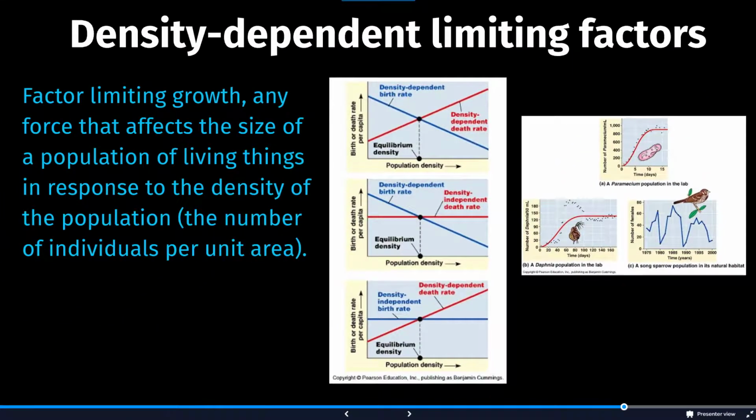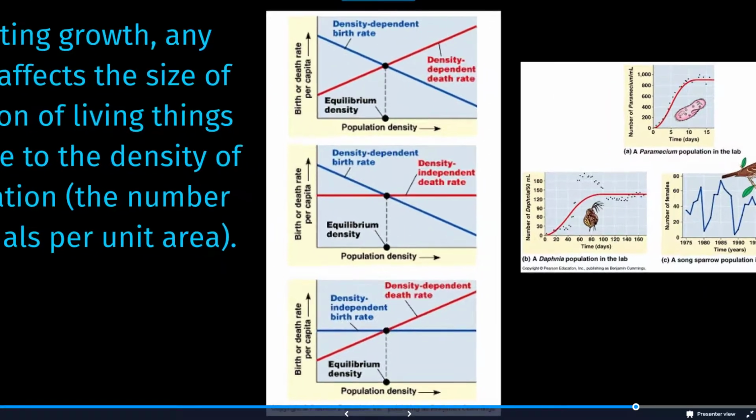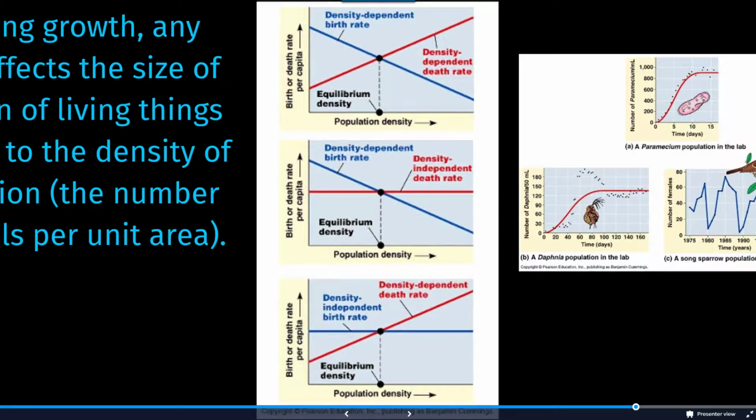So the other thing to note is that we have density-dependent limiting factors. So this consists of a factor that can limit the growth and a force that is going to affect the size of the population of living things in response to the density of the population, or the number of individuals per unit area. So sometimes you can have organisms that are going to be affected by the density of the population based on the birth rate.